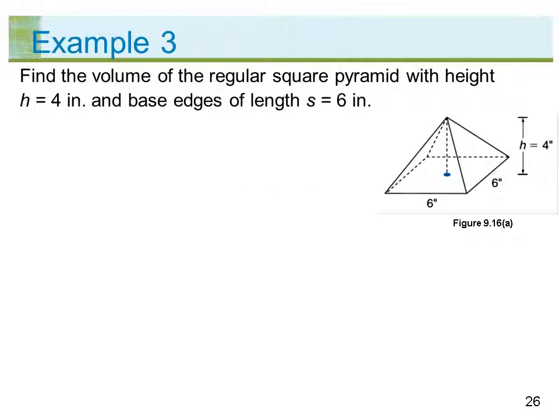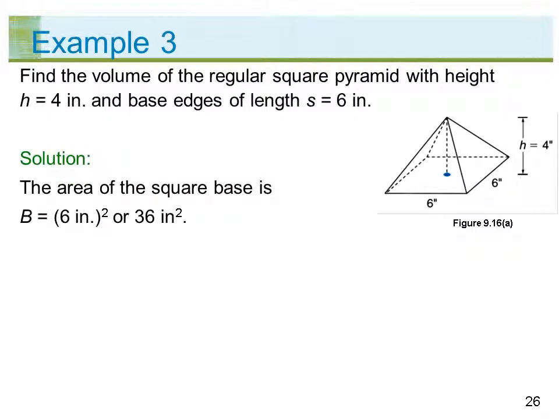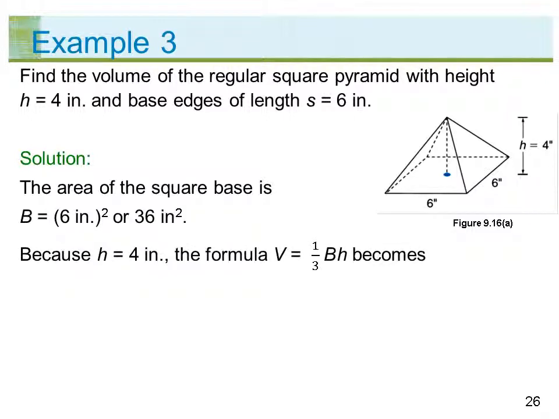Find the volume of the regular square pyramid with height h equals 4 inches and base edges of length s equals 6 inches. Solution. The area of the square base is capital B equals 6 inches squared, or 36 inches squared. Because h equals 4 inches, the formula capital V equals 1/3 capital B h becomes capital V equals 1/3 times 36 inches squared times 4 inches. Capital V equals 48 inches cubed.